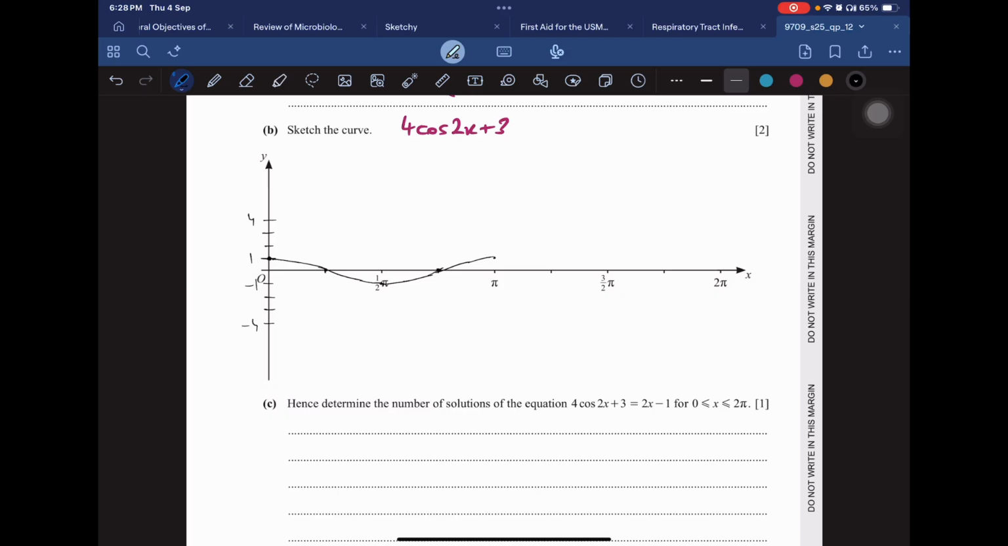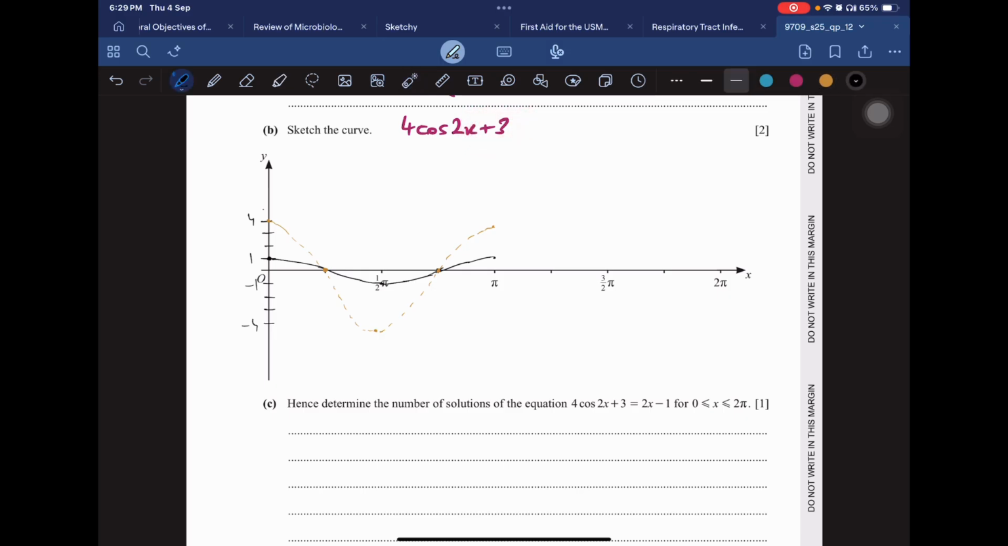Okay, so the first point will go to 4, 0 will stay at 0, half pi will go to negative 4, 0 at 0, and then the last point will also go to 4. So when we sketch the graph, it will be like this. Now the last thing we have to do is this positive 3. So we have to move the graph 3 units upwards.